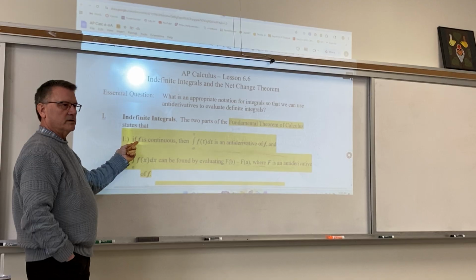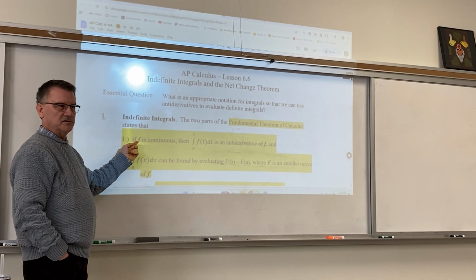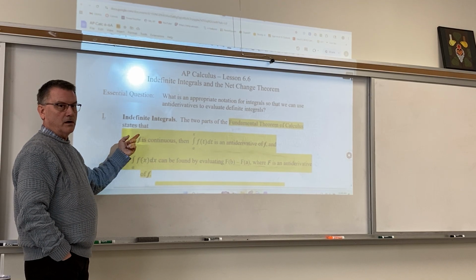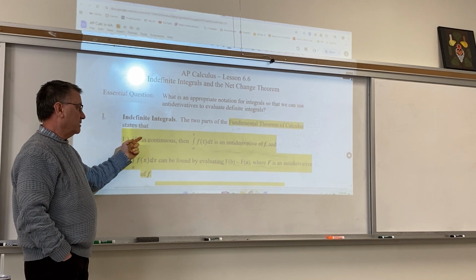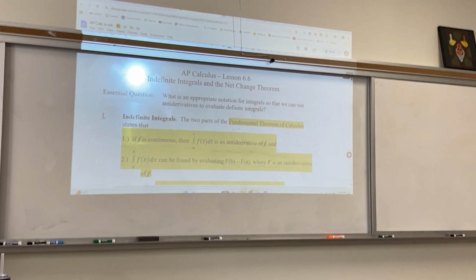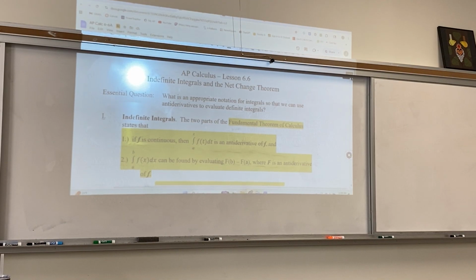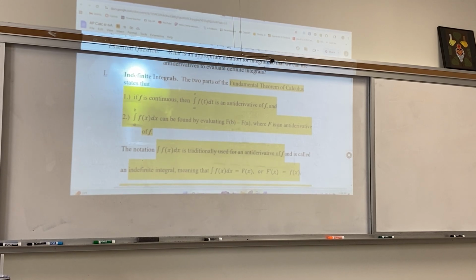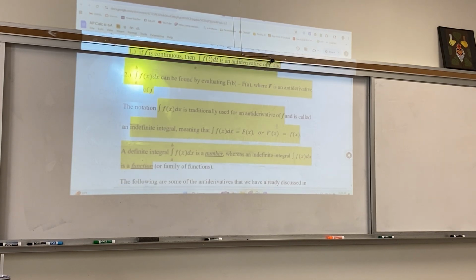It must be continuous. That was the answer to one of the last questions. What's wrong with this logic? Oh, it wasn't continuous. Okay, so it's got to be continuous. So you've got to check that it's continuous, and then the fun part is in number 2. Why is it the fun part? Because you don't have to do rectangles and trapezoids and Simpson's rule and all that stuff. That's why we like it.